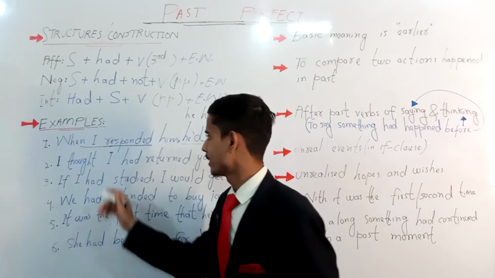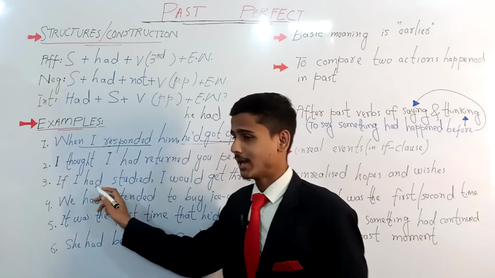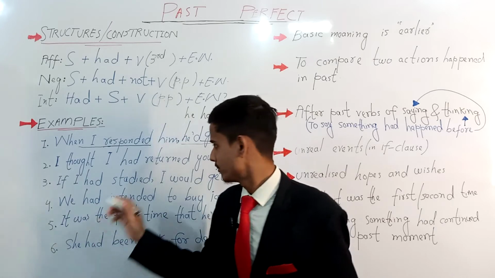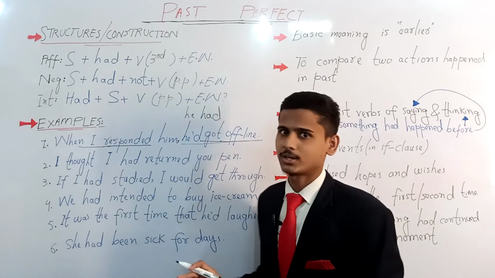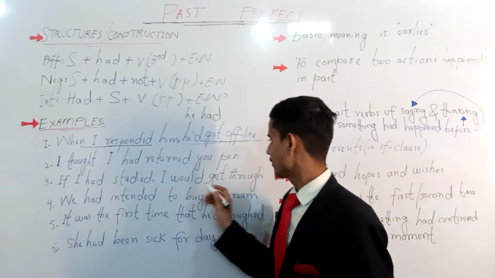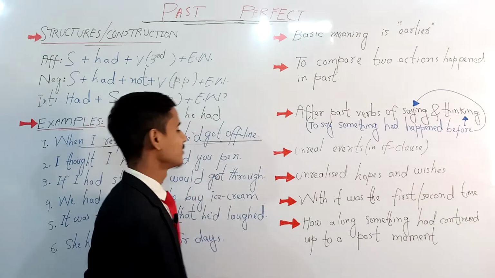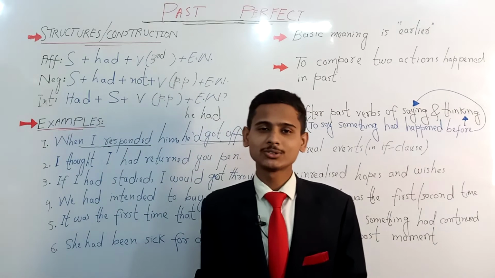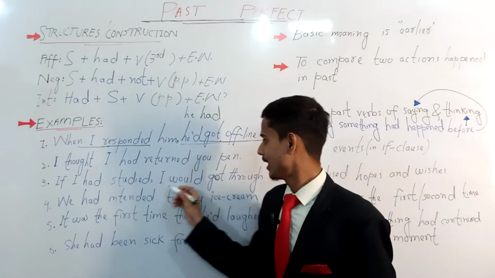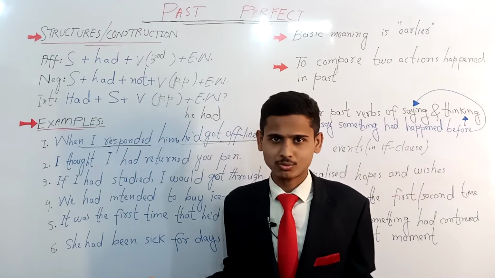This was the second. The third example: If I had studied, a past perfect clause. This is actually a clause, not a sentence, because there is a comma and both clauses are being connected. If I had studied, past perfect clause, I would have got through. To get through means to qualify, to pass, right? So if I had studied, I would have got through. I didn't study, I didn't get through, right?